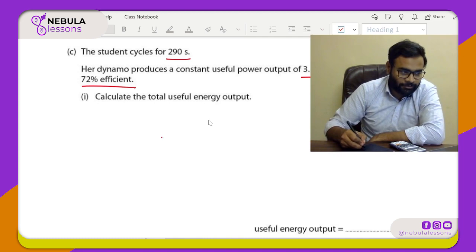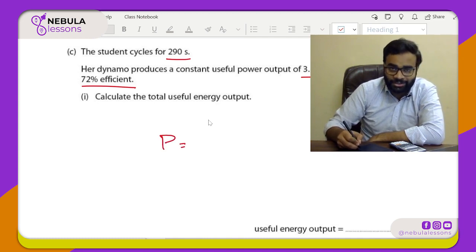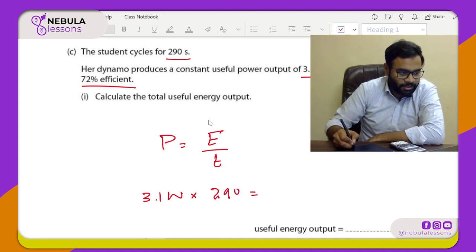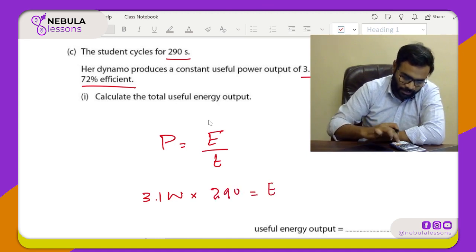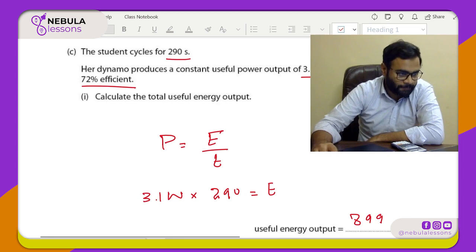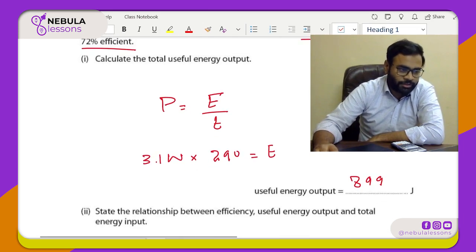If you can recall, power and energy transferred are connected by this equation. Power equals energy transferred in unit time. So since you have the power and you have the time, you can cross multiply the values of power and time. Power is 3.1 watts, and you have 290 seconds as the value of time. So energy would be 3.1 multiplied by 290. Okay, so this is 899. Whatever you are getting as your answer, you can write it. So it's 899 joules. Okay, so this is the useful energy output.